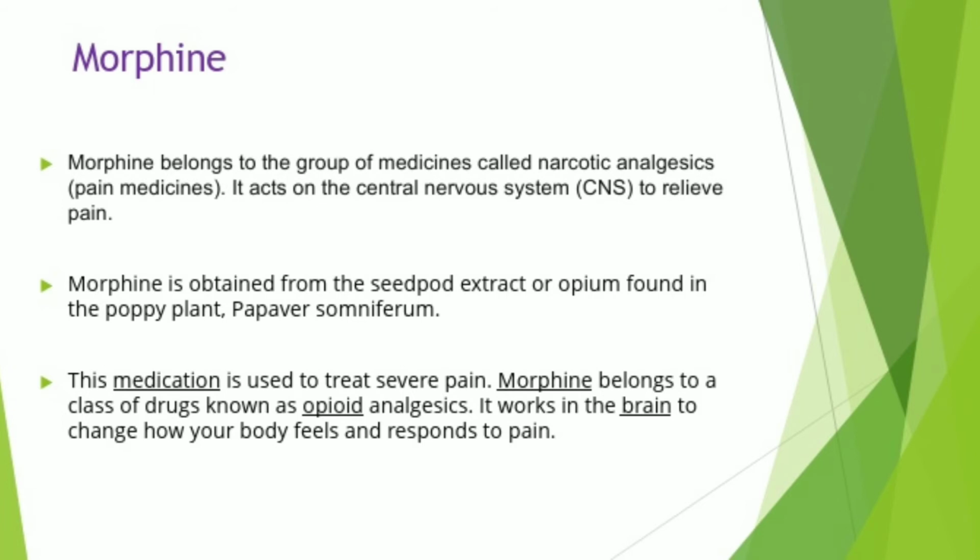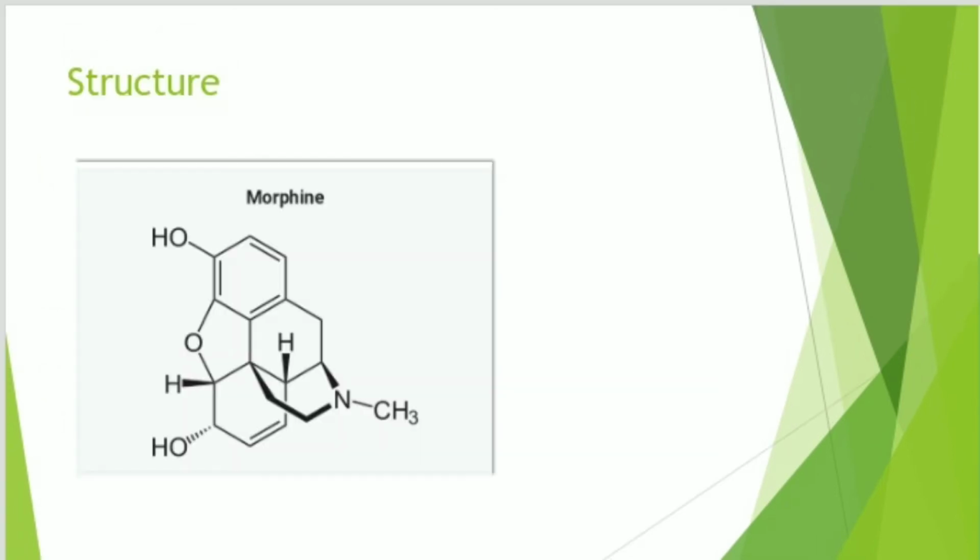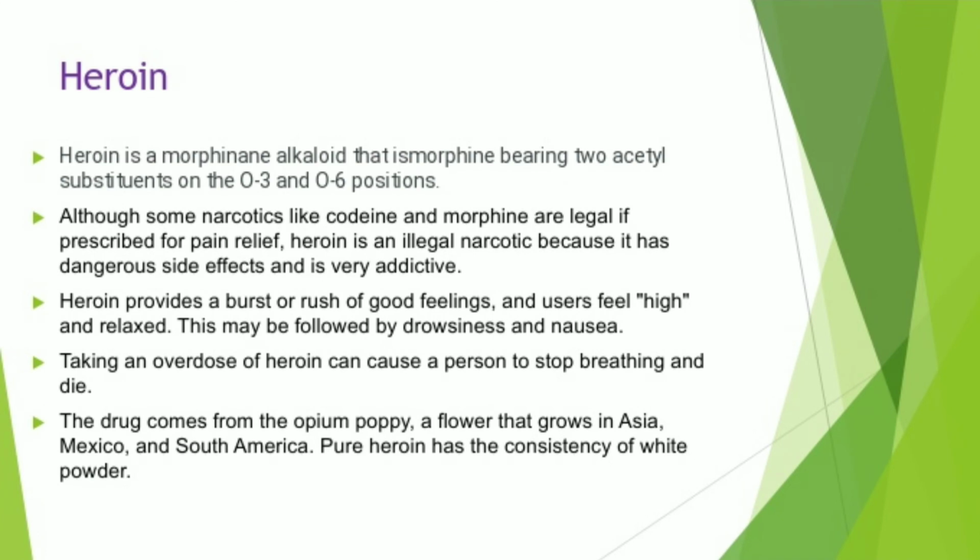Morphine is obtained from the seed pod extract of opium found in the papaver plant, Papaver somniferum. This medication is used to treat severe pain. Morphine belongs to a class of drugs known as opioid analgesics. The drug comes from the opium poppy, a flower that grows in Asia, Mexico, and South America. Pure heroin has the consistency of white powder.